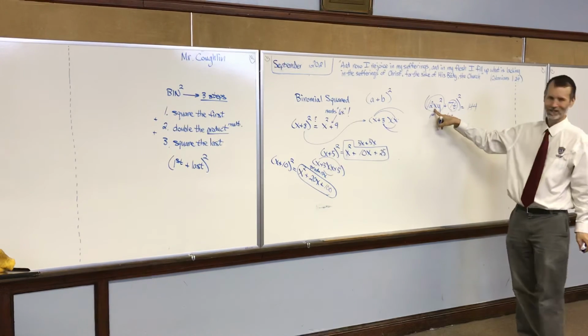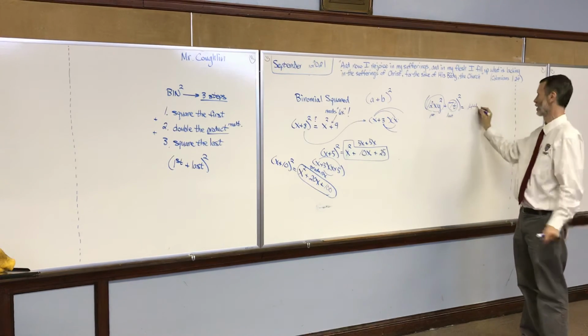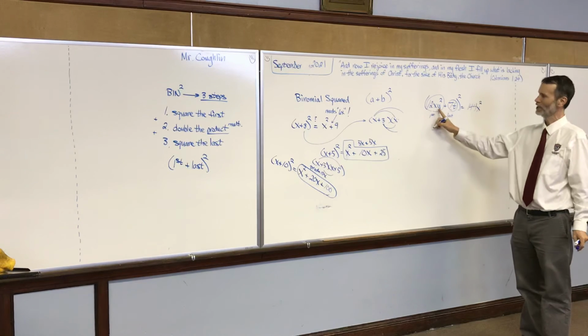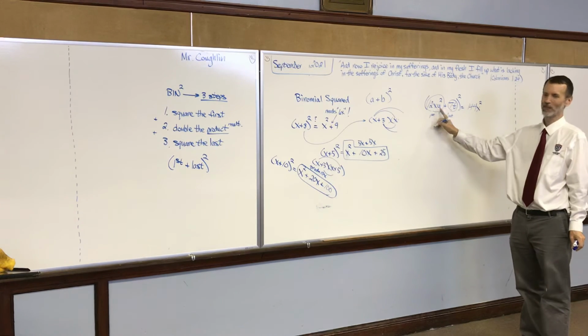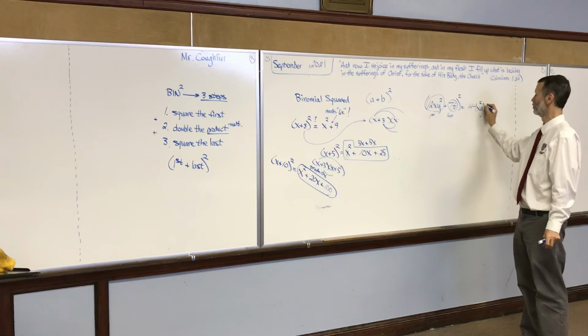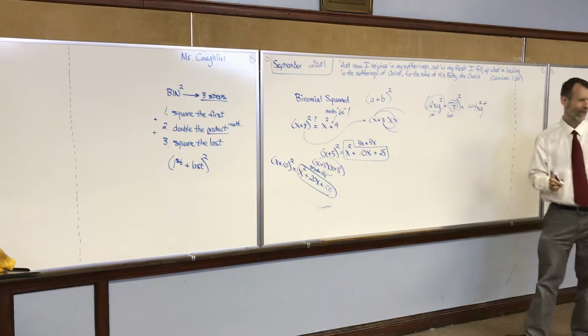Now square this thing. Don't work too hard. Y squared. This is a little more tricky. How do you square something that's already squared? It's really y to the what? It's y to the 4th. Bingo. Nice. All right.